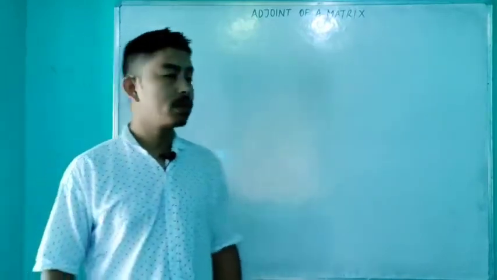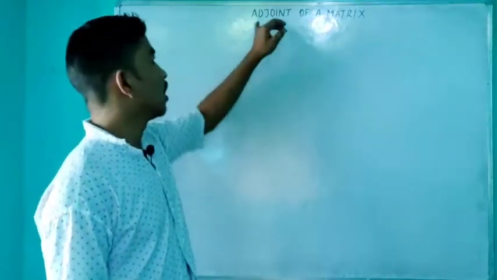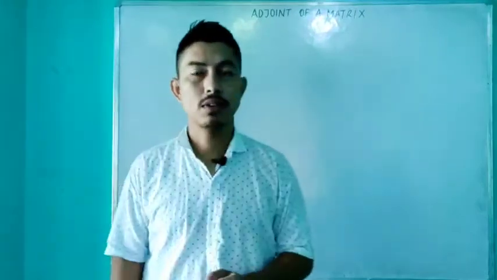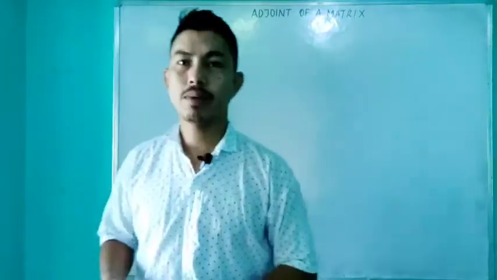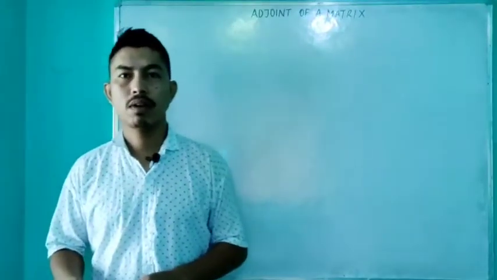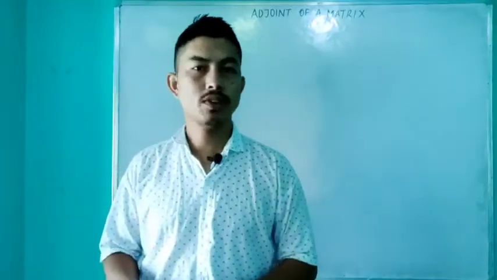Today we will be continuing with the chapter matrix, and today we will learn how to find the adjoint of a given matrix. In the previous chapter, in the chapter of determinant, we have already learned how to get the cofactor of each of the elements.